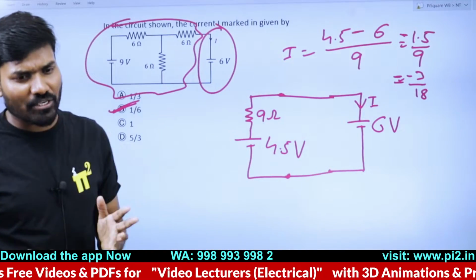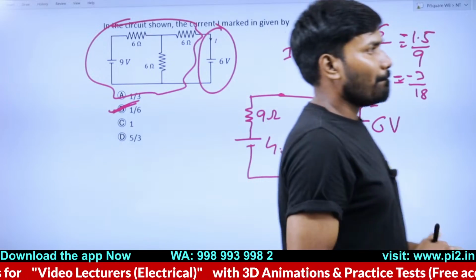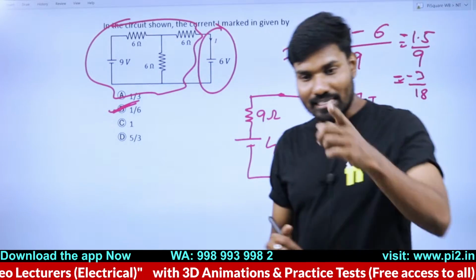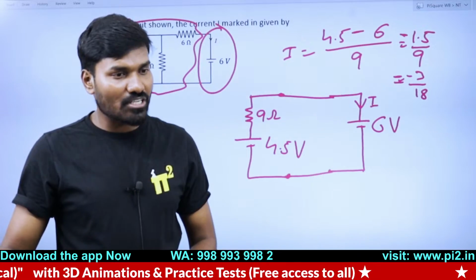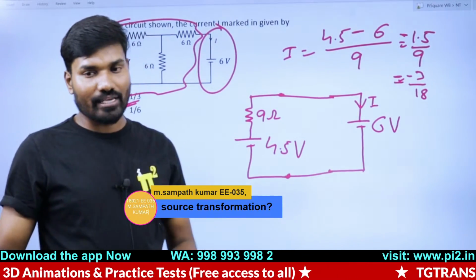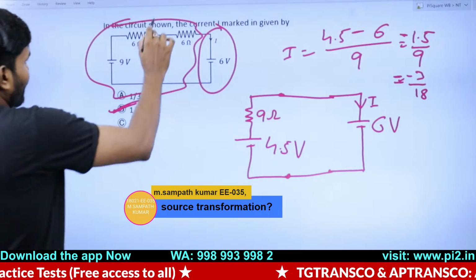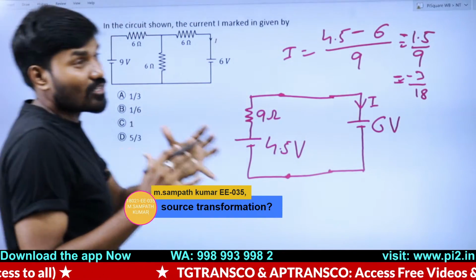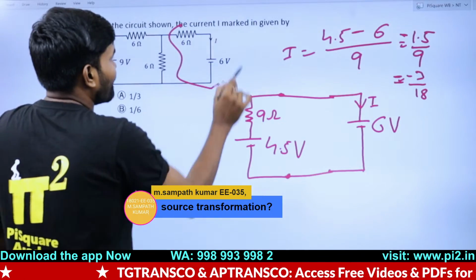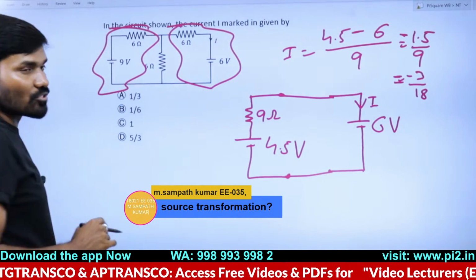So source transformation, we cannot really make it easier with the help of source transformation, but that's a good attempt. That's a good attempt, Sampath. We just try it out. Okay, Sampath is saying source transformation I can use because it appears like that's a trap. It appears like you can use source transformation because this can be converted into current source.